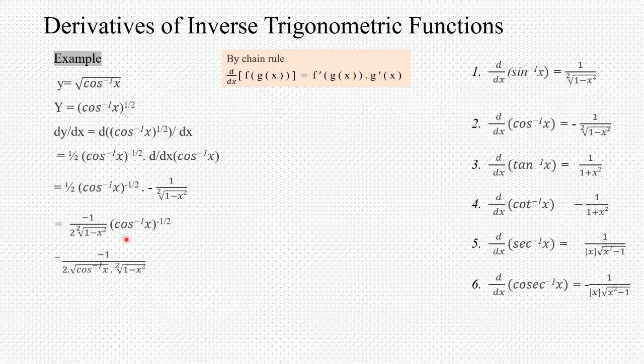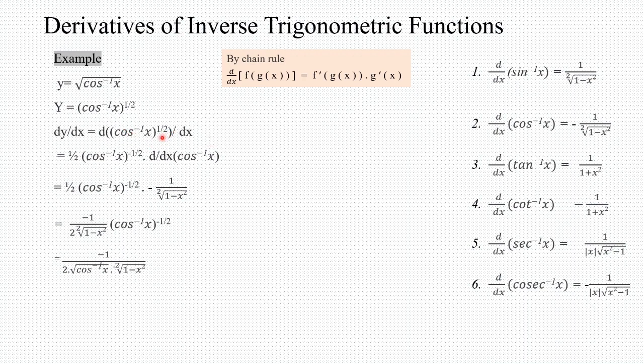Example: y is equal to under the root cos inverse x, it can be written as cos inverse x to the power 1 by 2. Y is equal to cos inverse x to the power 1 by 2. Here, chain rule, outer function is power 1 by 2. Cos inverse x is considered as inner function. Dy by dx is equal to d of cos inverse x to the power 1 by 2 by dx.